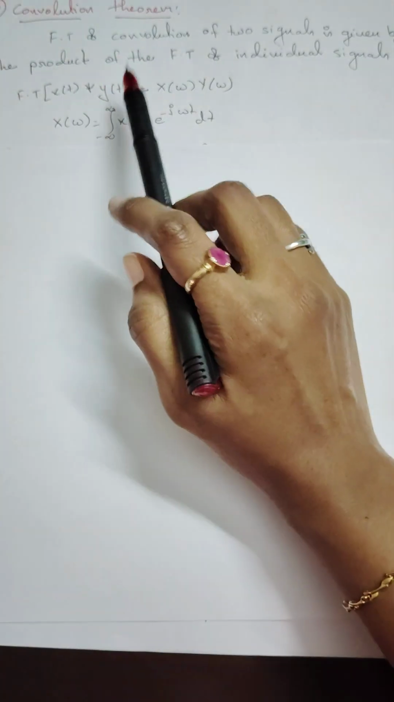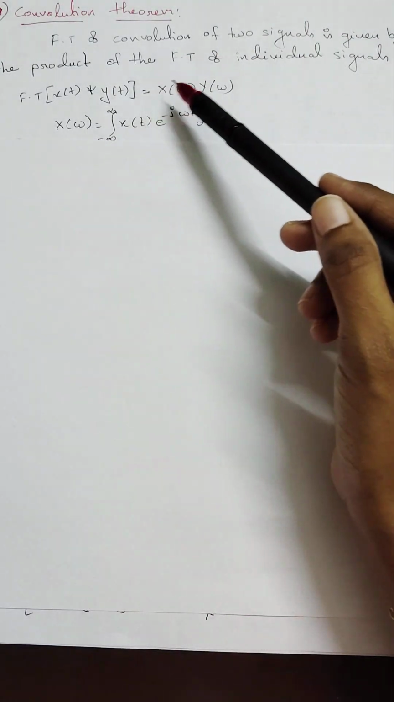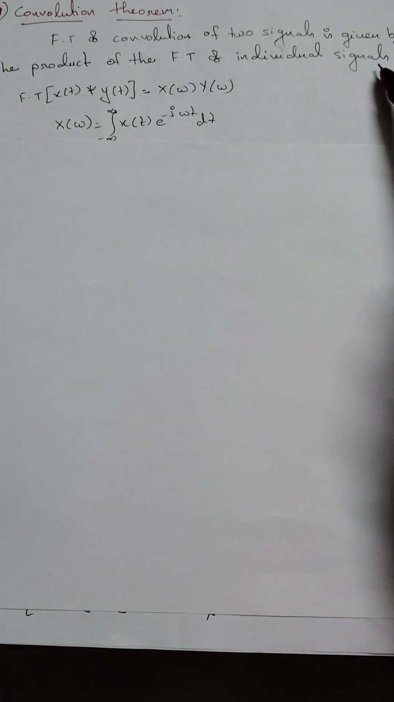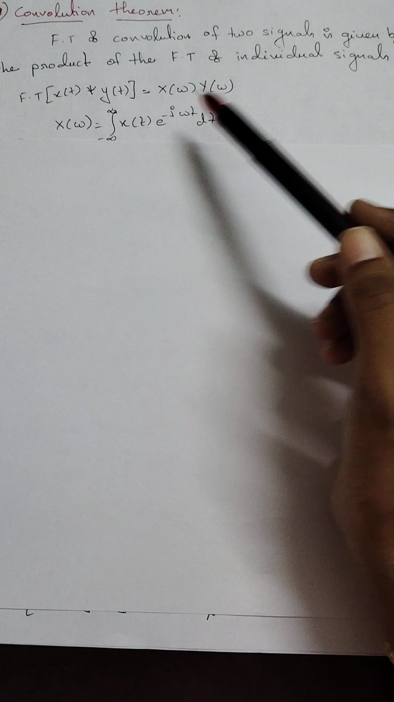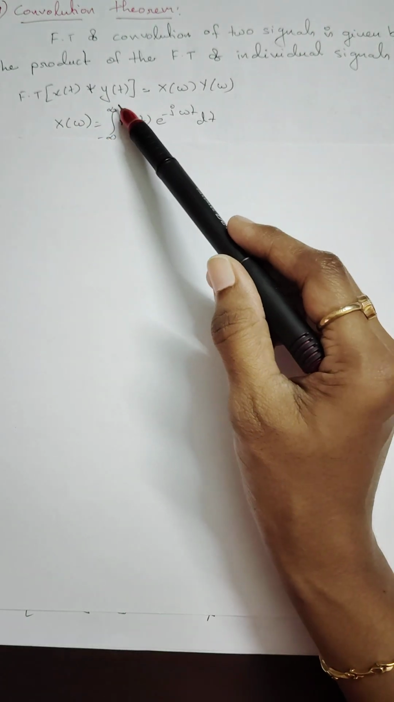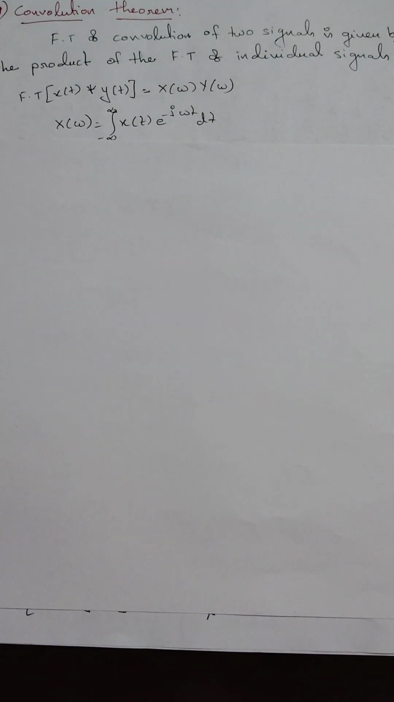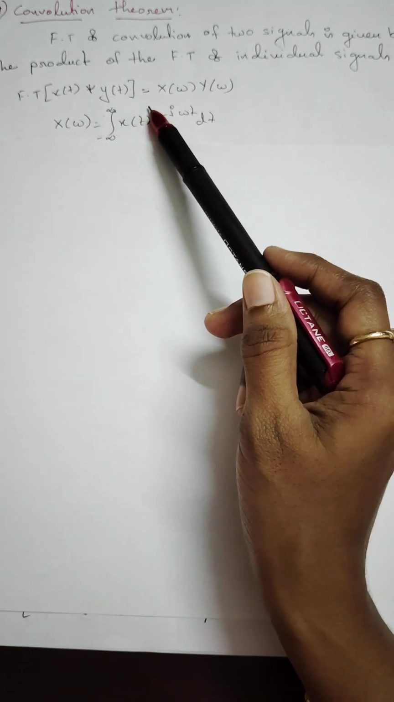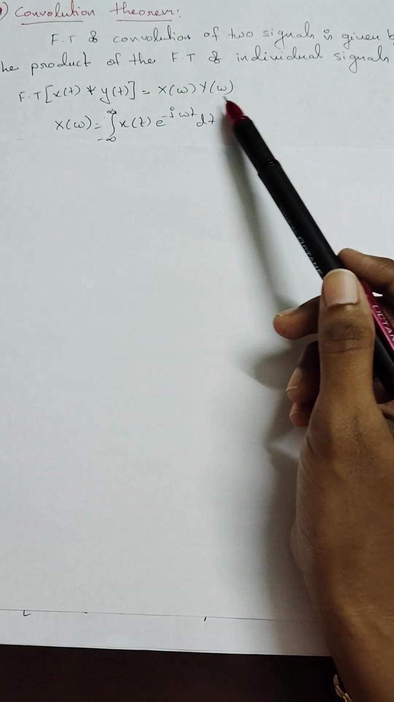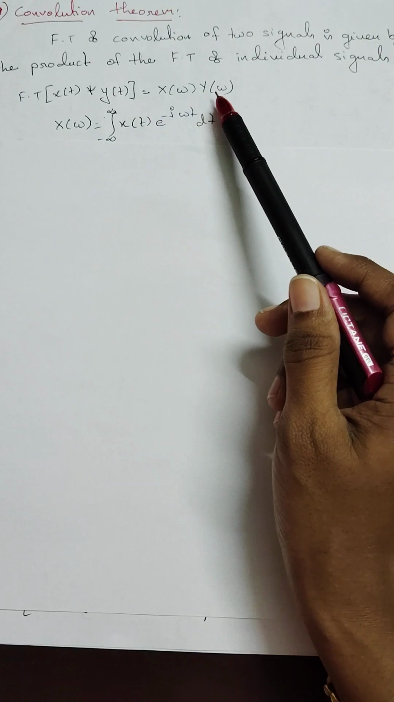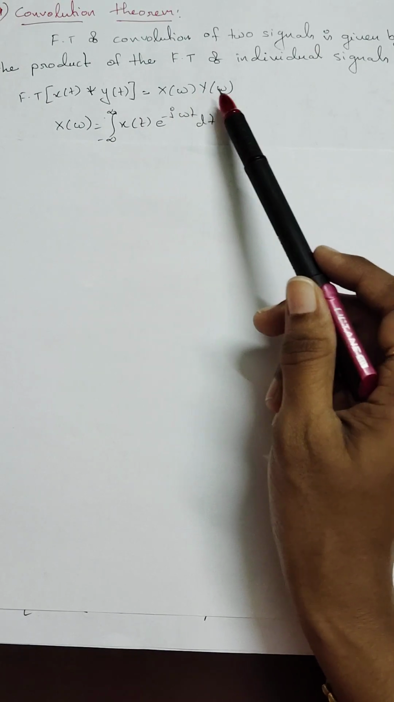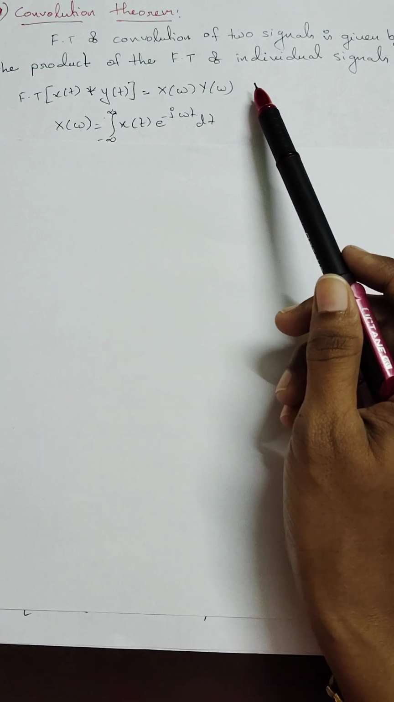So the convolution theorem states that the Fourier transform of convolution of two signals is given by the product of the Fourier transform of the individual signals. That means if you take two signals, one is x of t and the second one is y of t, or x1 of t and x2 of t, then the Fourier transform of the convolution of the two signals is equal to the product X of omega into Y of omega, the product of these two signals in the frequency domain.